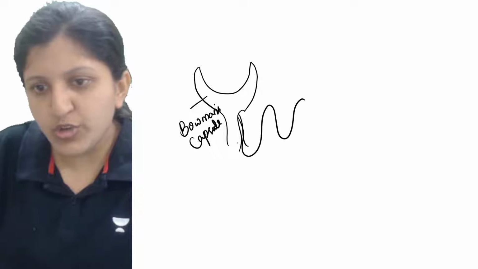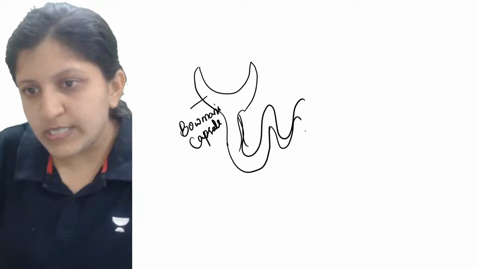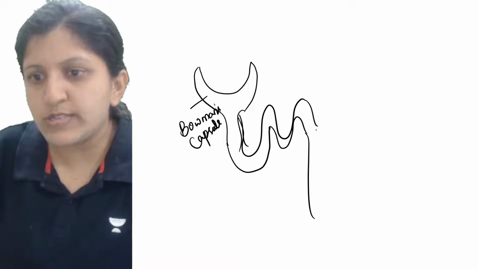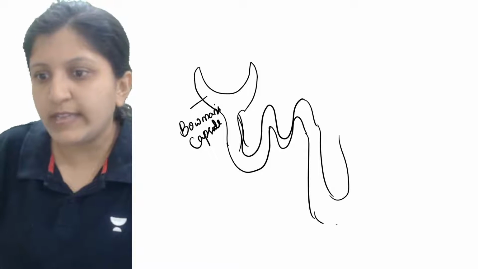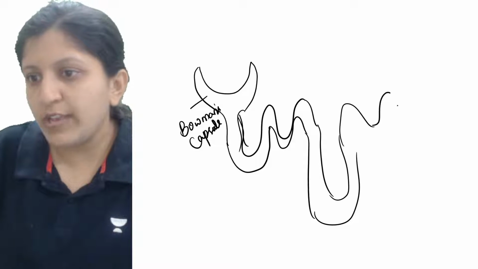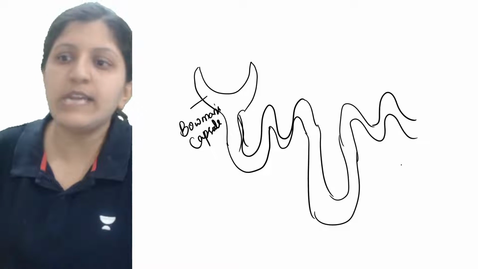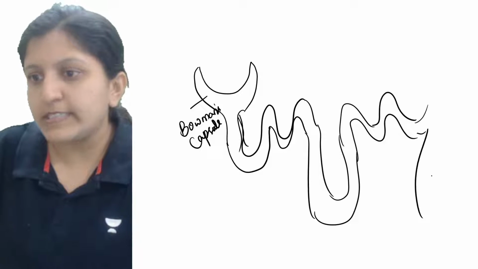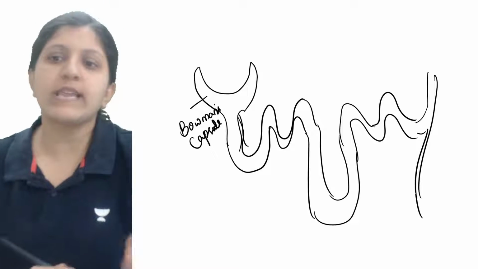So there is a formation of PCT. Okay, so this is PCT. So this will continue below. So this is Henle's loop. Then you can find DCT as well, and there is a collecting duct. So this one is the collecting duct.